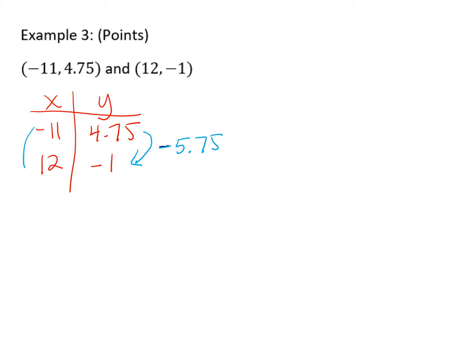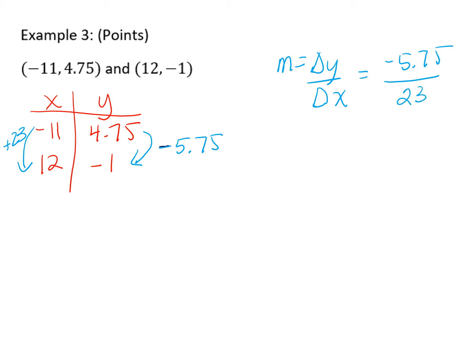And then we look at our x values, those are getting larger, and that would be by 23. So my slope, my change in y over my change in x, would be -5.75 over 23. That's kind of a nasty number. So if we simplify that, it gives us a -0.25, or if you prefer fractions, you could write that as a -1/4. And I think for this one, I'm not even going to bother with slope-intercept form.